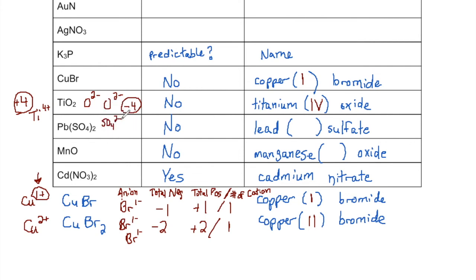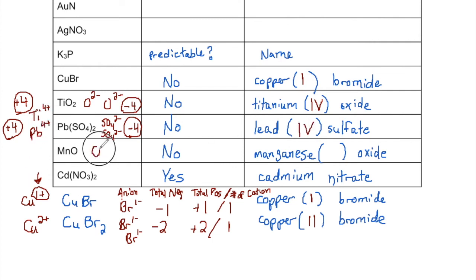Here we have two sulfate ions. Each of those has a -2 charge. So we have -4 altogether. So this is very similar. We need a +4 charge. We only have one lead. So this has to be lead with a +4 charge.